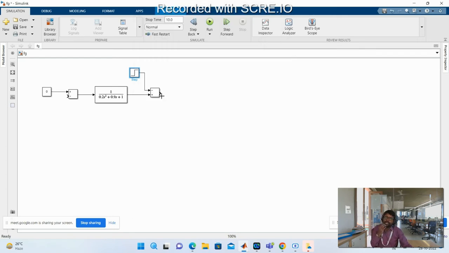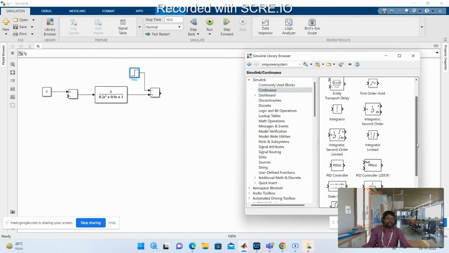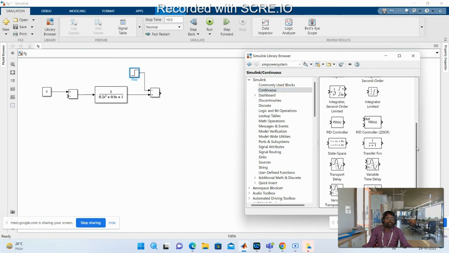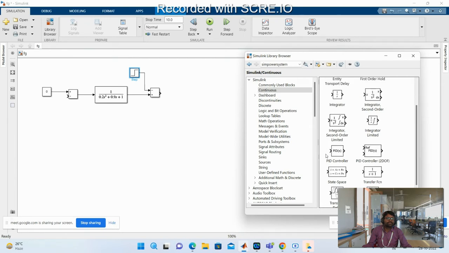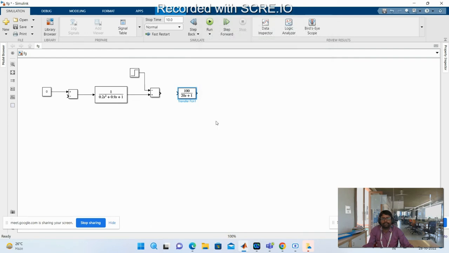Now, what next? Which block do we have to connect next? Transfer function. Perfect. So connect the transfer function. Where is the transfer function? Yeah, transfer function. So tell me, what is the numerator? 100. And denominator values? 20 and 1. That's it. So connect these two.